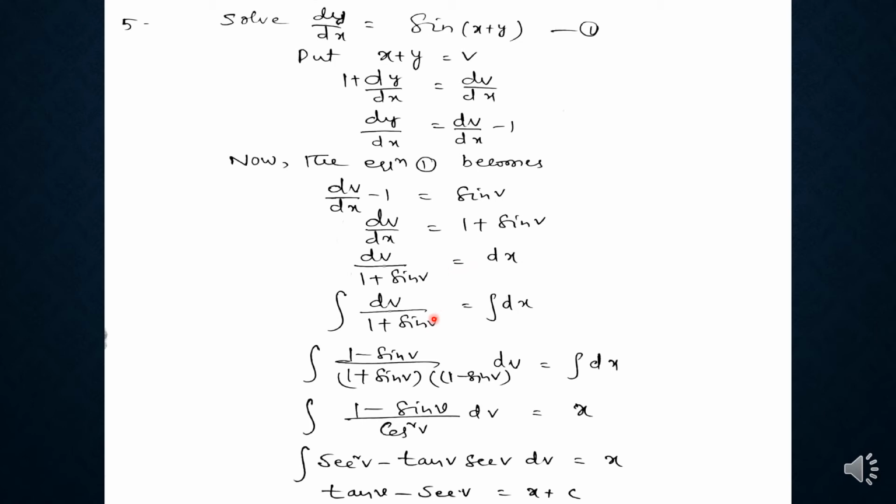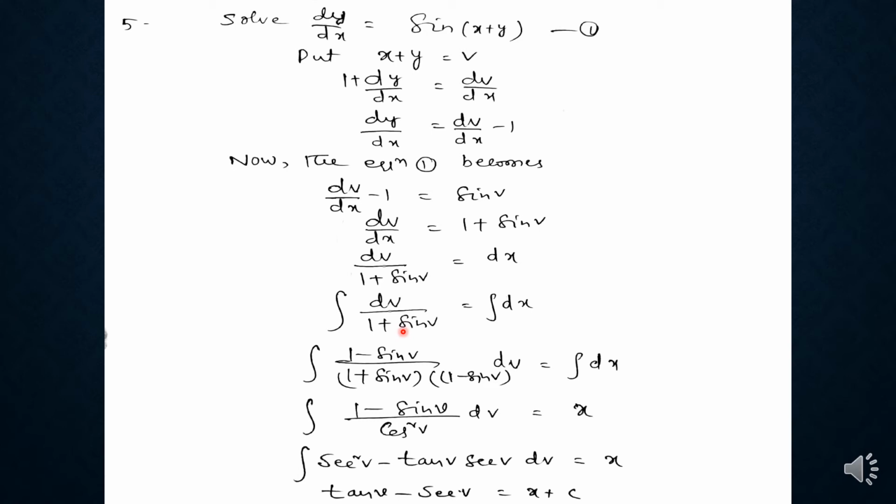Now by integrating on both sides, integral dv by 1 plus sin v is equal to integral dx. To integrate this function, in the first exercise we did some problems on such type of functions to integrate. So here 1 plus sin v is in the denominator.